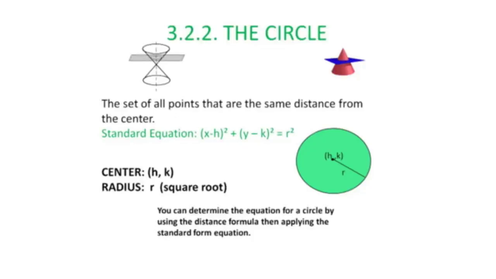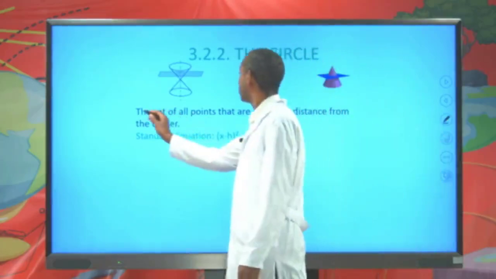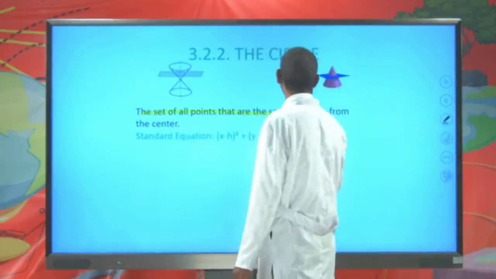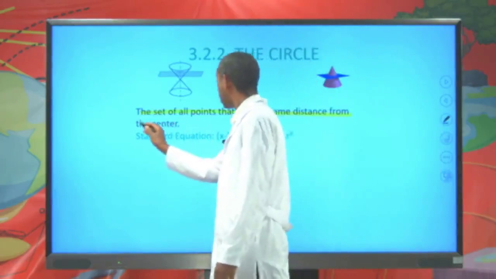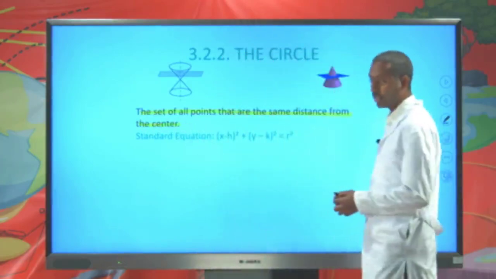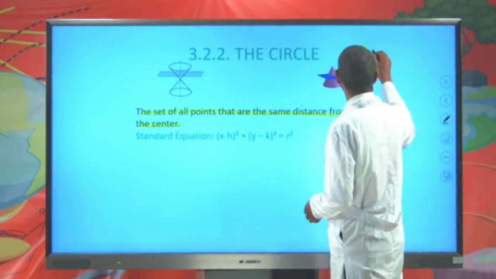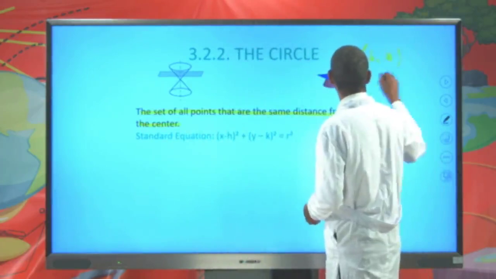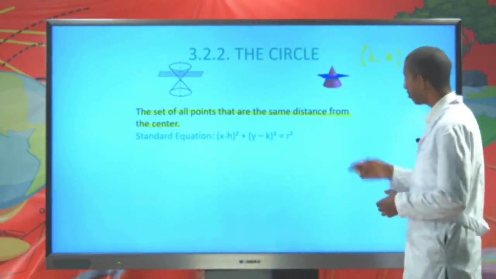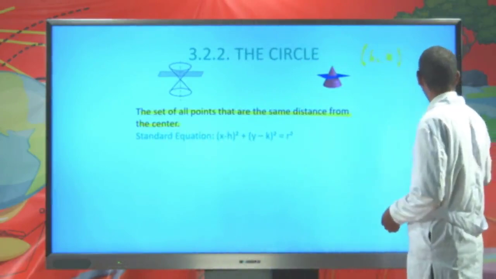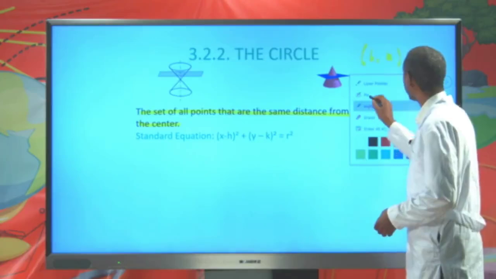We already defined what a circle is. This is how it is formed from conic sections. It is the set of points that are the same distance from the center. And the center, as I mentioned before, we sometimes represent using the variables h, k. And this is the standard equation of a circle.